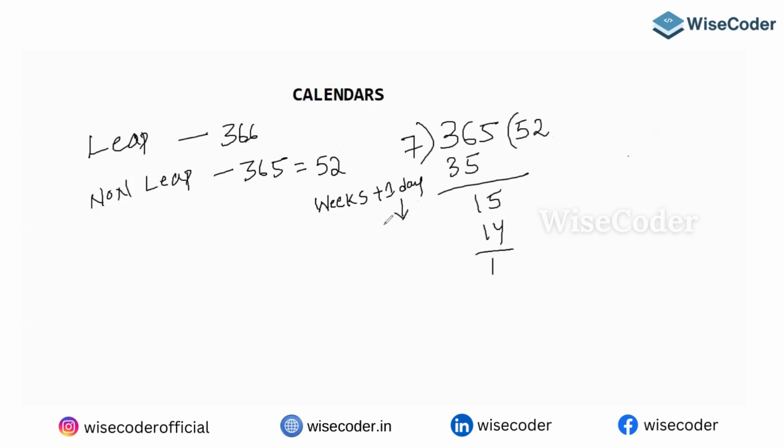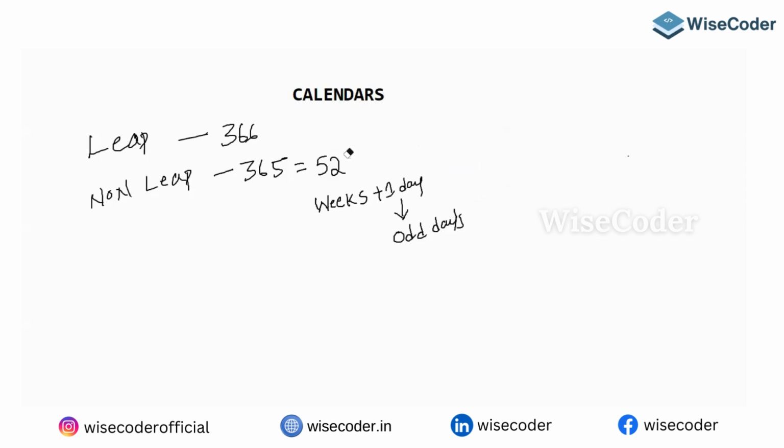This one extra day is called what? Odd day. So if I divide 365 by 7, I am getting 52 complete weeks and one extra day.